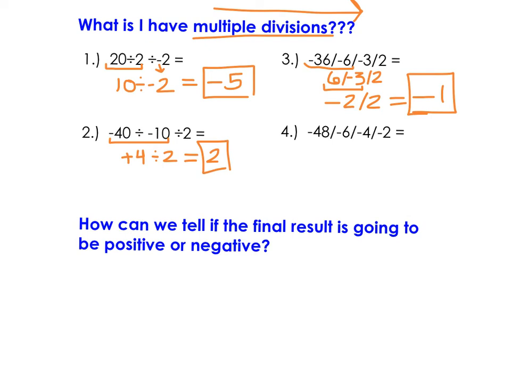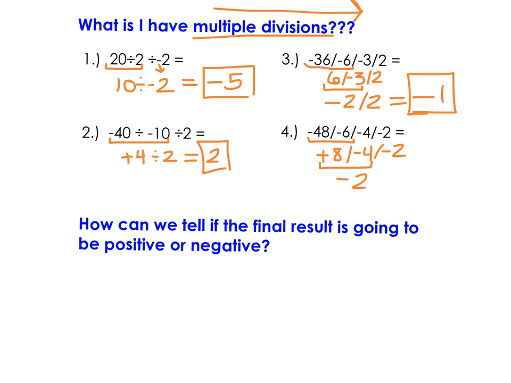And then finally here we have negative 48 divided by negative 6, so negative divided by a negative is a positive. And 48 divided into 6 groups, if we draw that out, results in 8 items per group. Then we have positive 8 divided by negative 4. Positive divided by a negative is a negative.